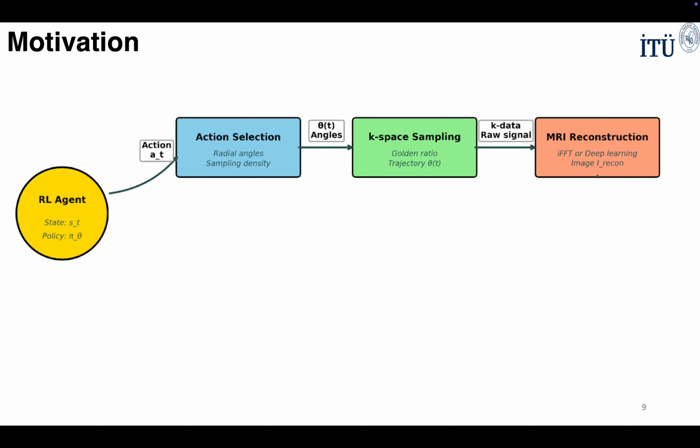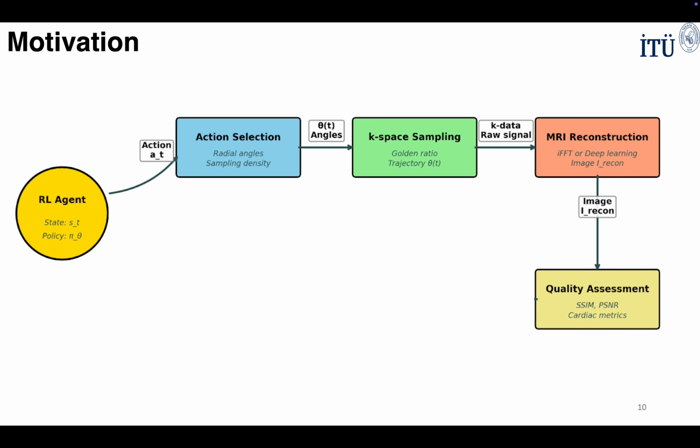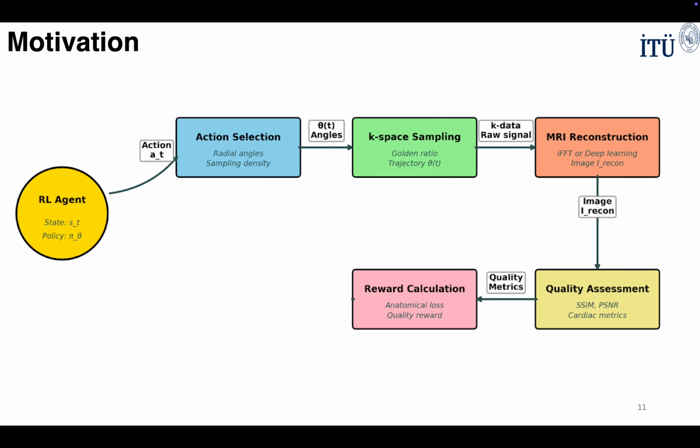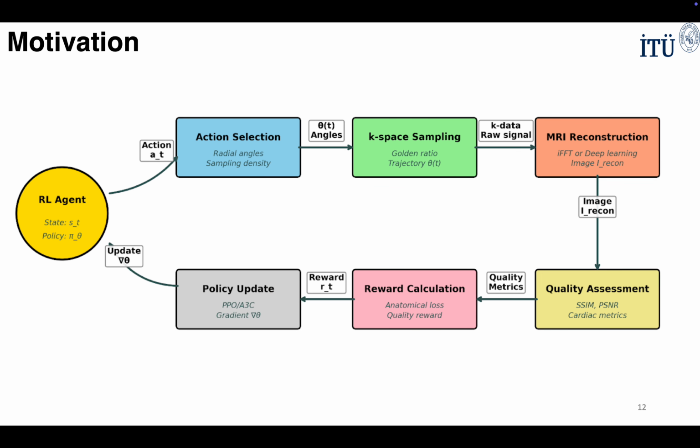The sampled data then goes through MRI reconstruction using IFFT or deep learning. Critically, we incorporate quality assessments that evaluate both global image quality using SSIM and PSNR metrics, as well as cardiac-specific metrics. This feeds into our reward calculation, which uses anatomical knowledge and quality-based rewards to guide the learning process. The agent then performs policy updates using techniques like REINFORCE or gradient-based methods, creating a continuous learning loop that optimizes the sampling strategy over time.